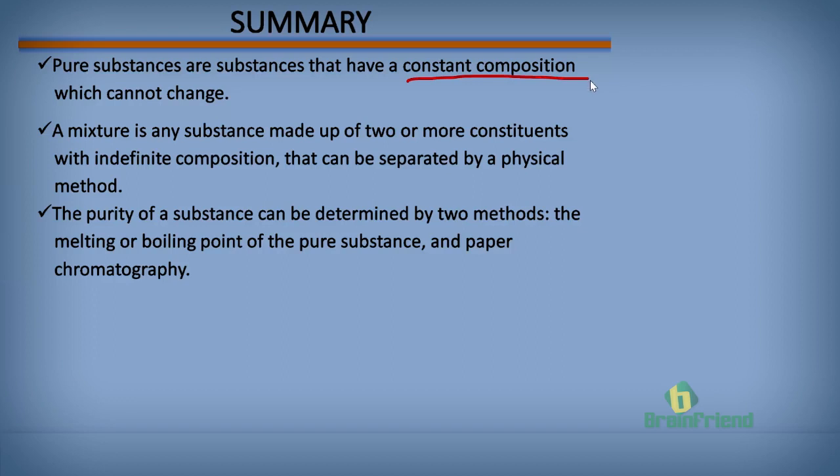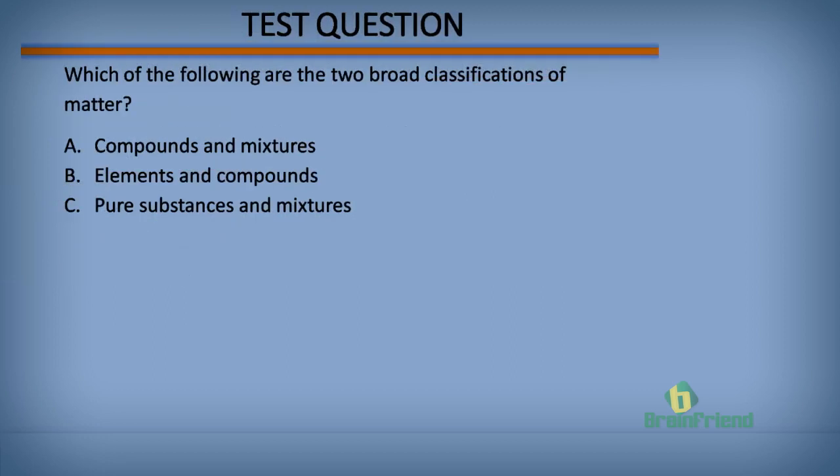We also looked at what a mixture is. A mixture is any substance made up of two or more constituents with indefinite composition that can be separated by a physical method. Now we say that the purity of a substance can be determined by two methods: the melting or boiling point of the pure substance and paper chromatography. Now we'll take a quick test.